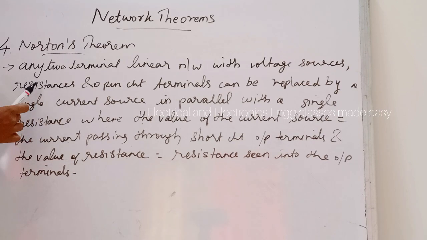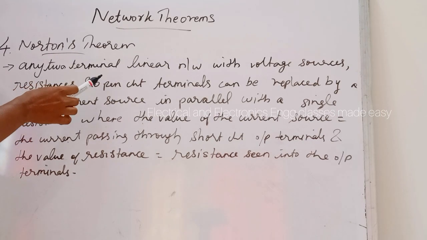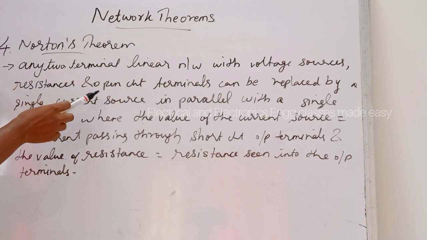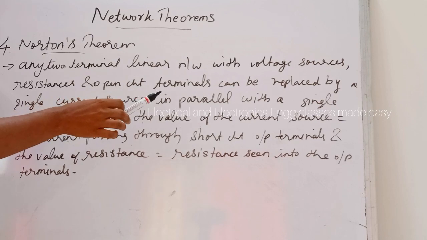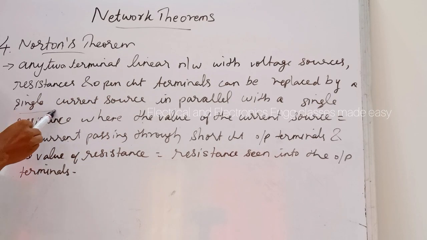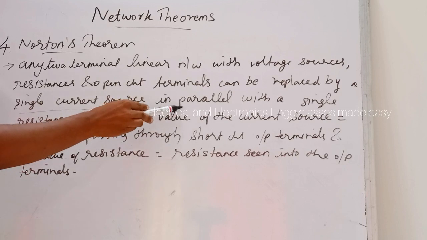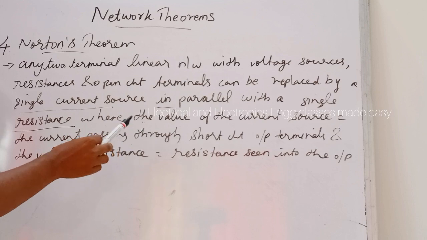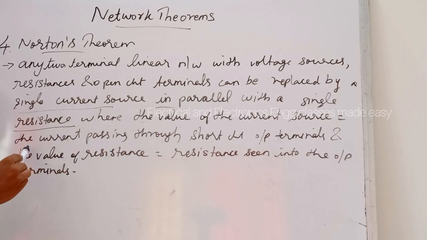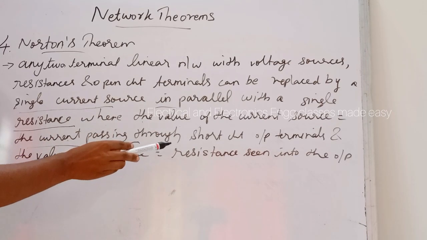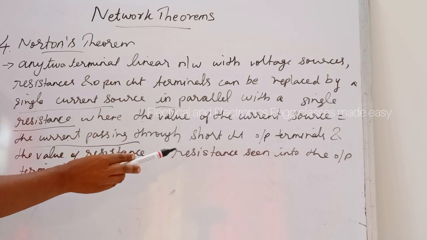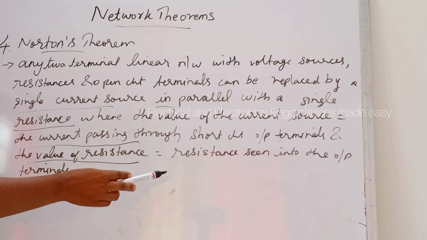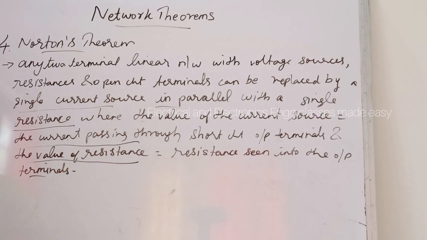Norton's theorem states that any two-terminal linear network with voltage sources, current sources, resistances and open circuit terminals can be replaced by a single current source in parallel with a single resistance, where the value of the current source is equal to the current passing through the short circuited output terminals and the value of resistance is equal to the resistance seen into the output terminals.